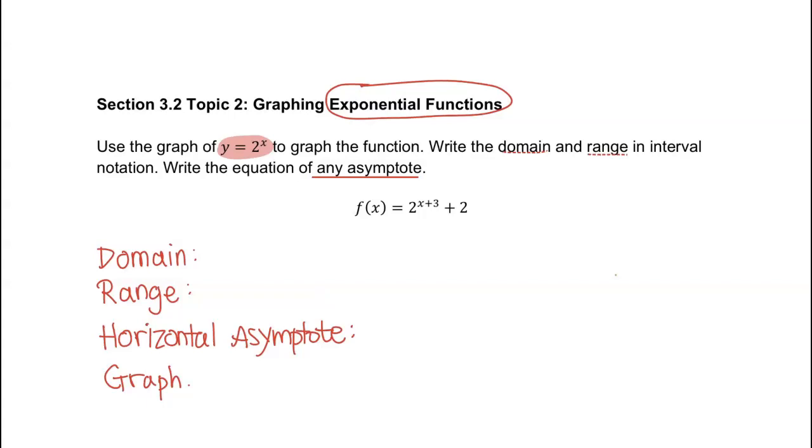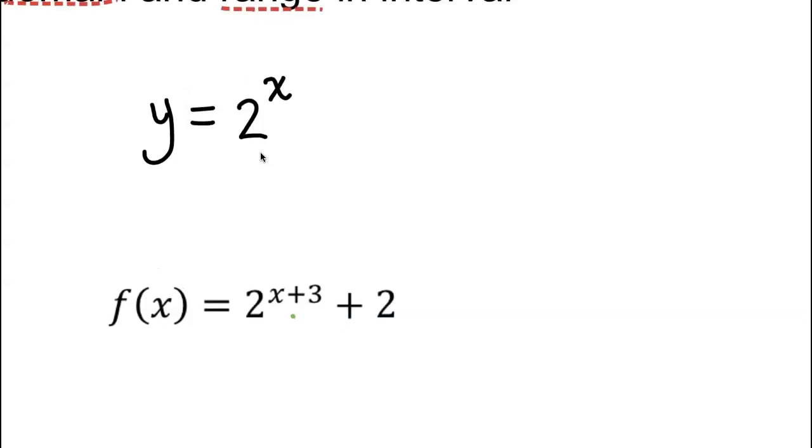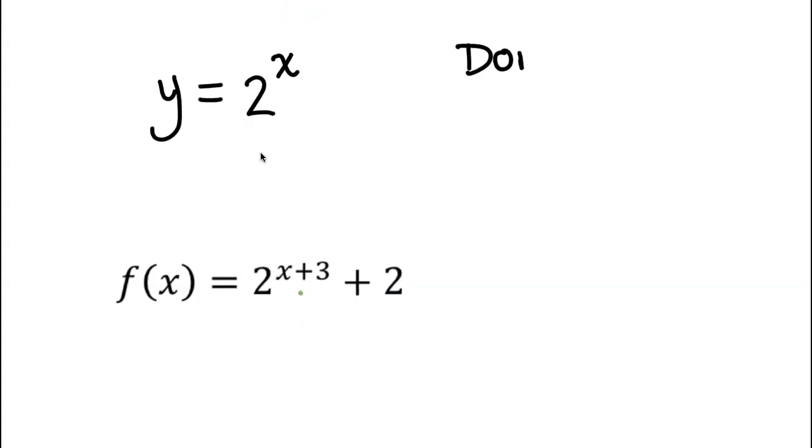They did want us to use the graph of the simpler y equals 2 to the x power, right? So I'm going to talk about this function that we actually have to graph in relation to this simpler basic y equals 2 to the x function. This is the one we want to graph. But let's start by talking about this basic, simpler function. Now, the domain of any exponential function is always going to be from negative infinity to positive infinity, all real numbers. Why? Let's think about it.